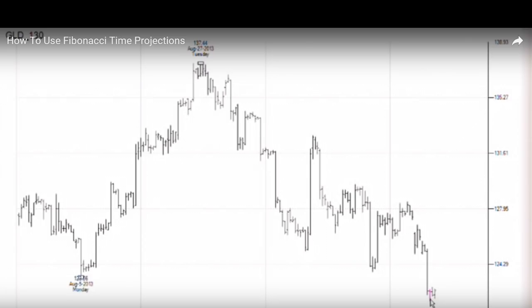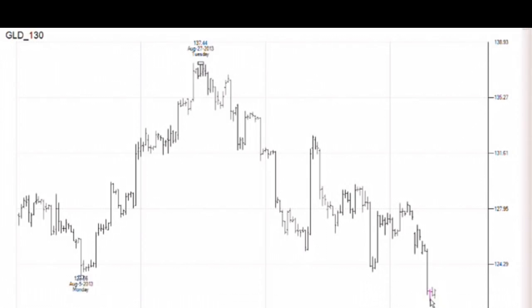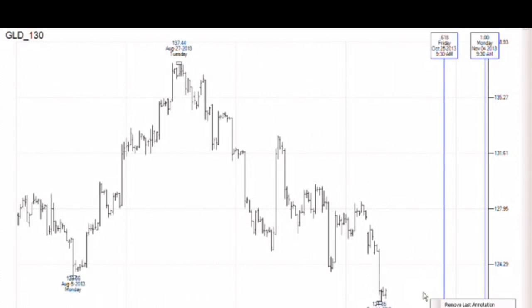And we'll place it, say, from one of the most recent bars. And you'll get a time projection that'll go off into the future again.